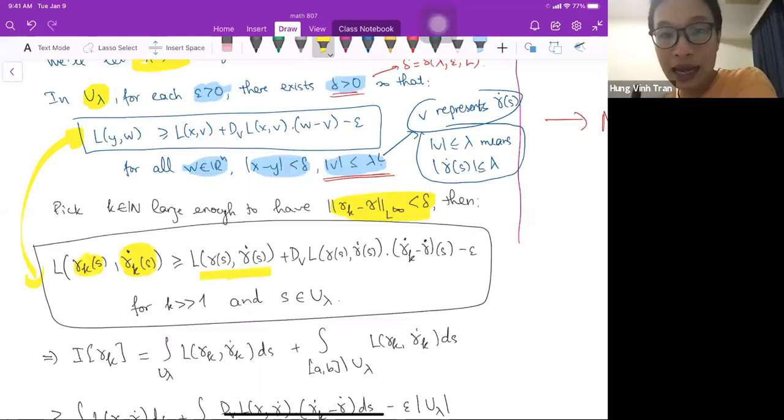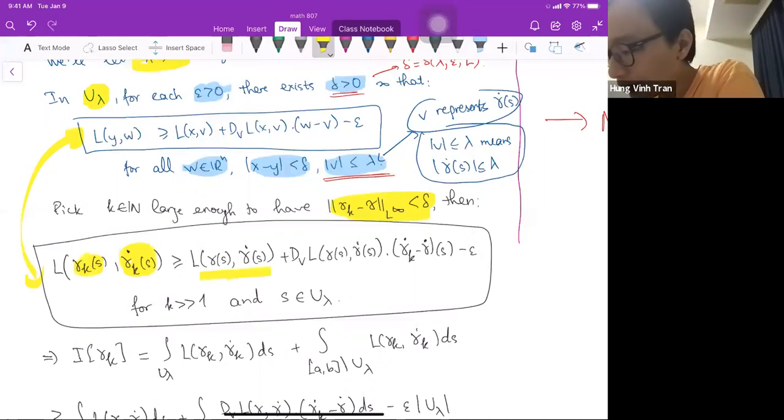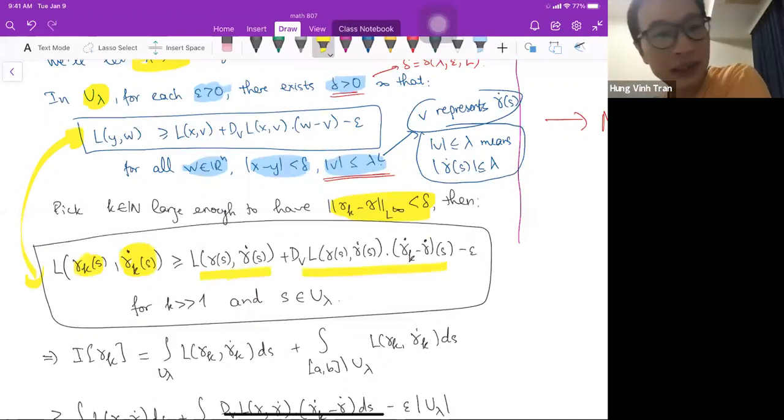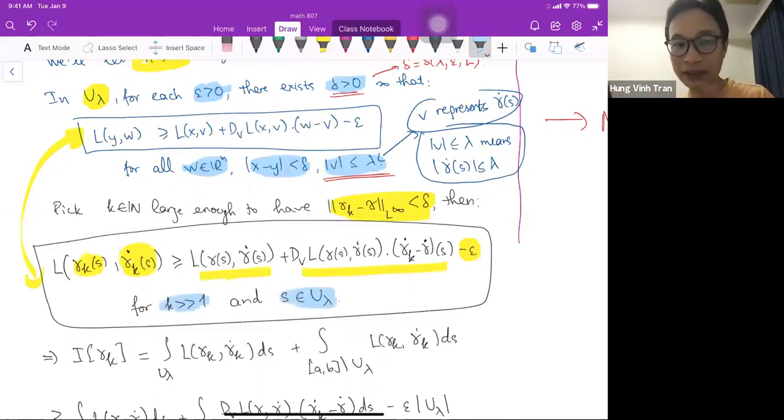plus dv of L gamma gamma dot, product with that, minus epsilon. Again, I have to pay minus epsilon, but that doesn't matter. And this is only true for k large enough and for s in u lambda. It's not for all s, but only for s in u lambda.